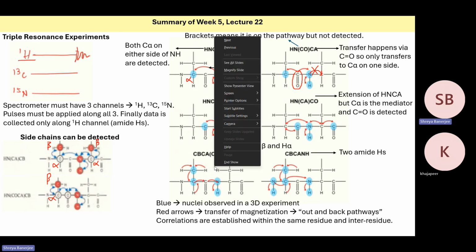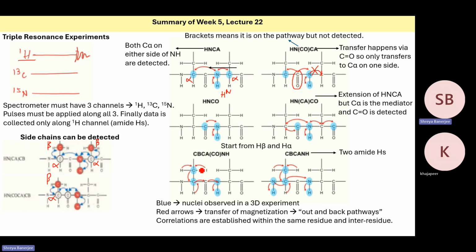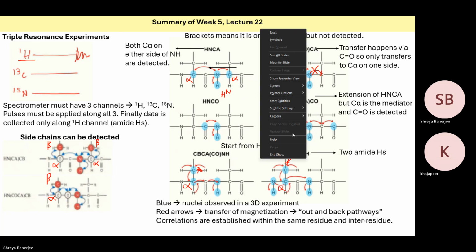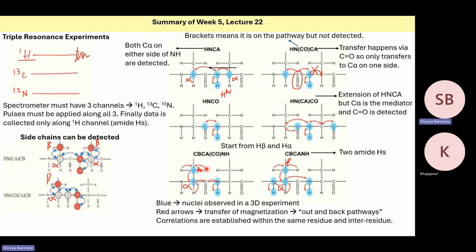You can see, again, I'll label this. This is beta. This is alpha. So you're starting from H beta, the magnetization is coming to C beta.